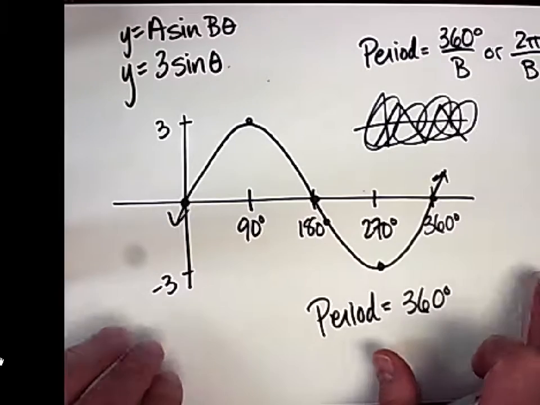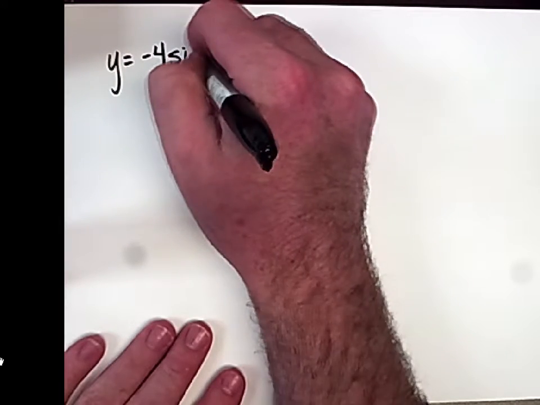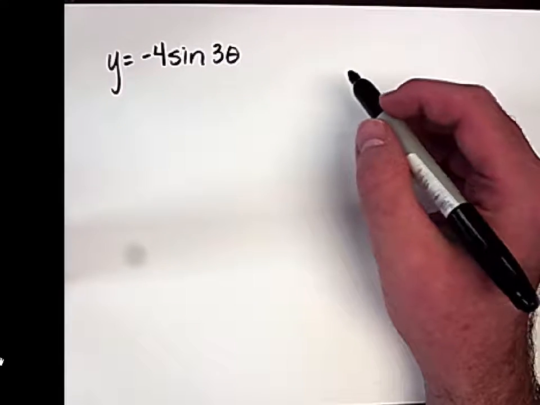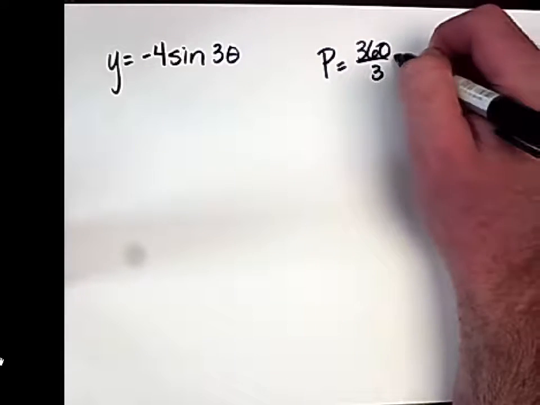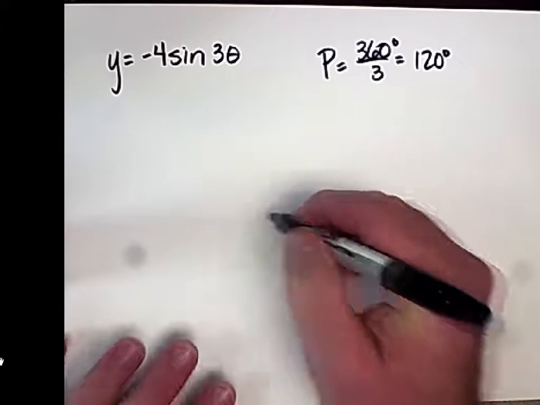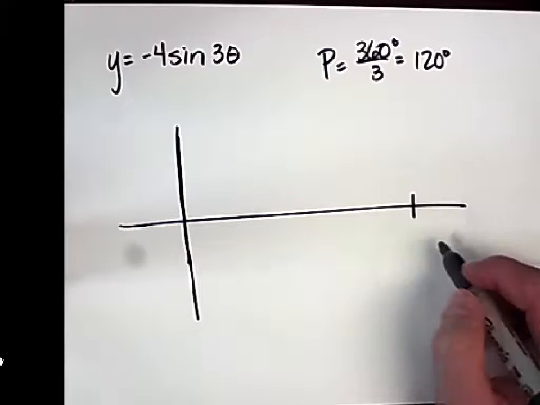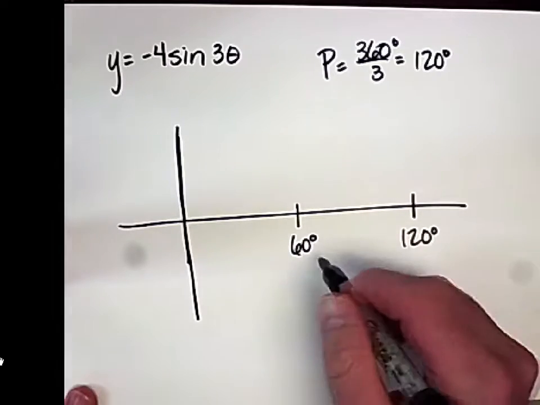All right. Well, what happens if you have this? Does that mean it'll be only? So first, yes. So the period is 360 over 3, which is 120 degrees. So instead of making this 360, what do we make it? 120. Take half of it, 60. Take half of that, 30.